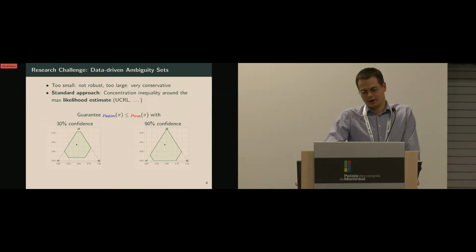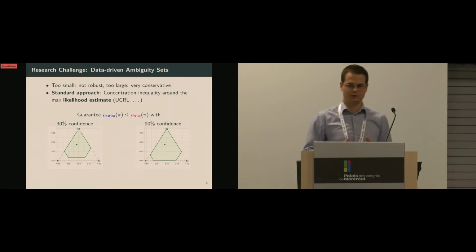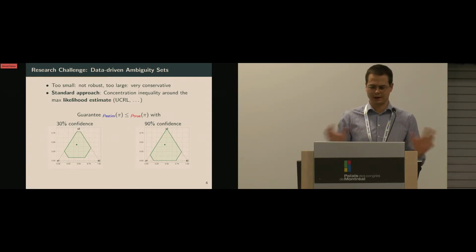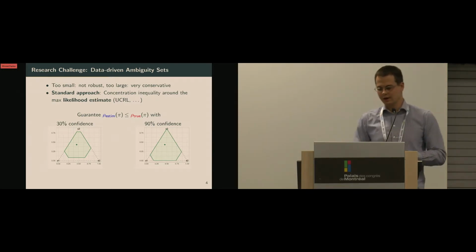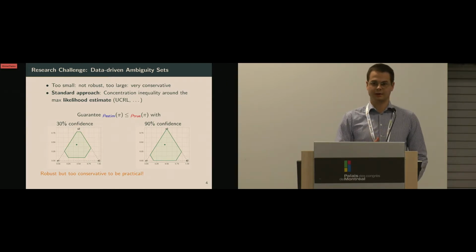The challenge we're addressing in this work is how we can construct these ambiguity sets in a data-driven way. You can intuitively see that if your ambiguity set is too small, your solution is not going to be robust. But if the set is too large, your solution is going to be very conservative and practically useless. The standard approach to this problem, which has been taken by many algorithms, including UCRL and others, is to use concentration inequalities to construct the ambiguity set around the maximum likelihood estimate. On the bottom, you see such an ambiguity set for a 30% confidence interval and for a 90% confidence interval. Theoretically, this is a nice approach. It's very simple. Unfortunately, it doesn't work in practice and typically leads to solutions that are robust, but very, very conservative and practically useless.